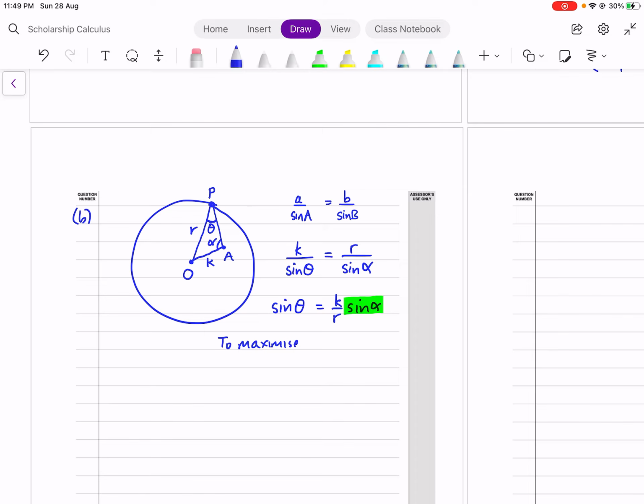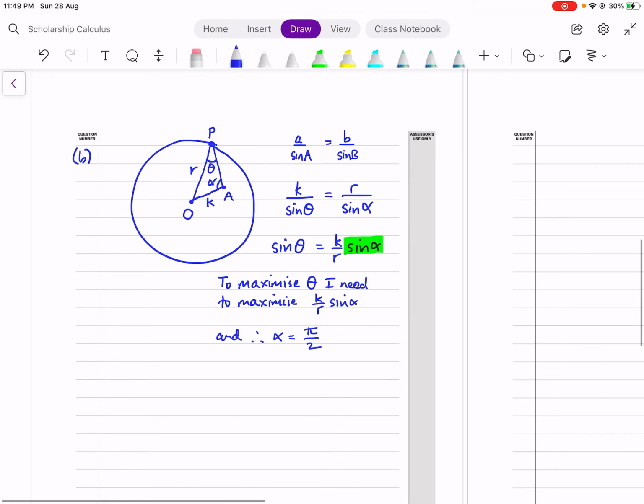that's my goal. I don't need differentiation for this, but to maximize theta, I need to maximize K over R sine alpha. And therefore, alpha is equal to pi over 2. Okay, because sine of pi over 2 is 1. That's the biggest value that the right-hand side will be. And that biggest value will give the biggest value of theta, because it gives the biggest value of sine theta.